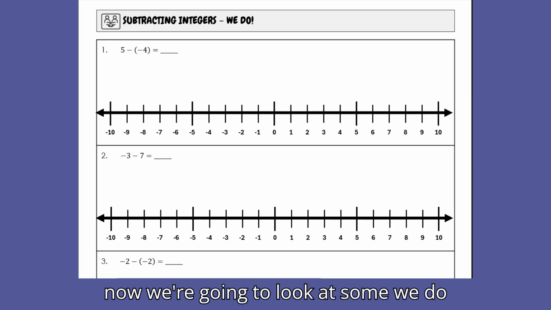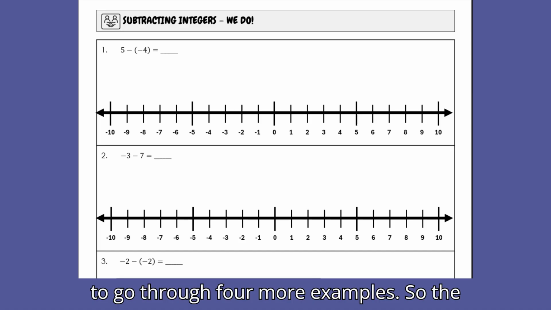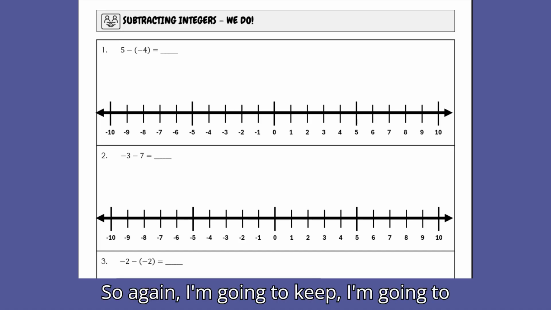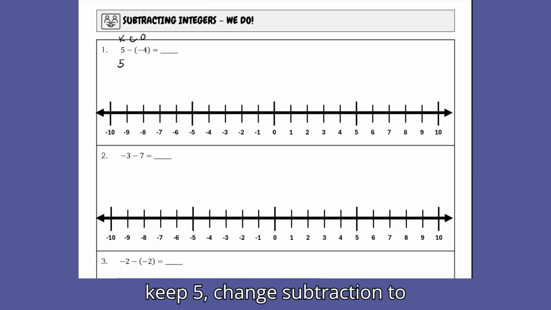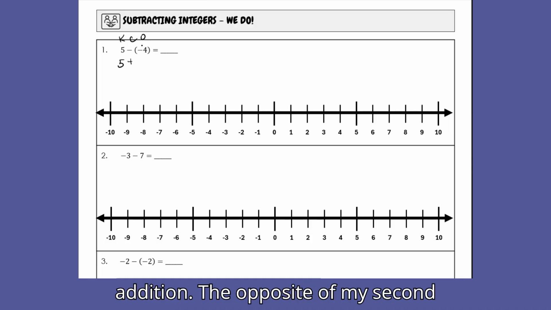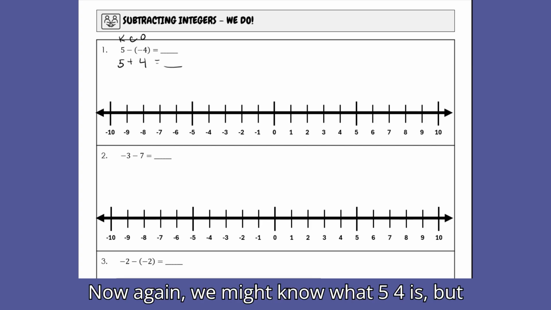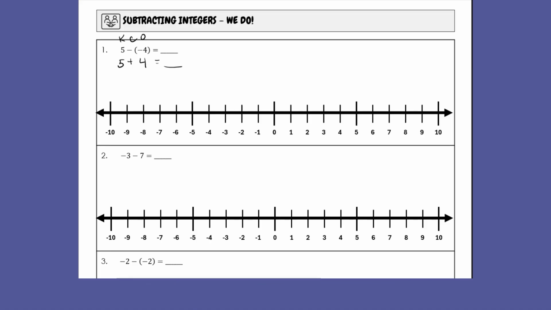So now we're going to look at some we do problems on this side. We're going to go through 4 more examples. The first example says 5 minus negative 4. So again, I'm going to keep, change, opposite. So I'm going to keep 5, change subtraction to addition. The opposite of my second number would be positive 4. Now again, we might know what 5 plus 4 is, but we're going to model it on the number line to make sure we know what we're doing.